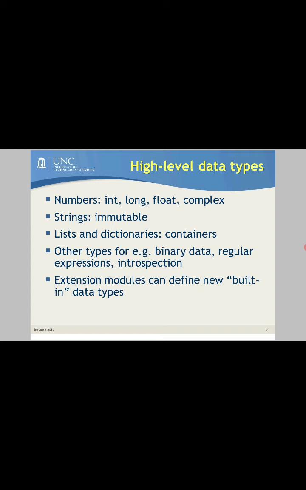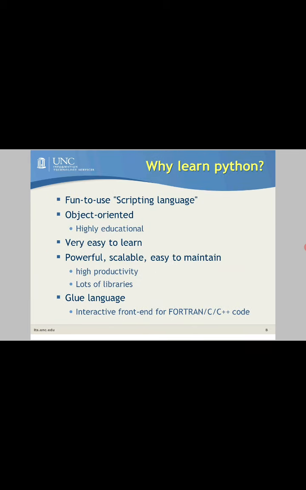Next one is high level data types. What are the data types in Python? Numeric data types, string data types, lists and dictionaries, other types, and exception modules. What are the numeric data types? Number data types: int, long, float, complex. What are string data types? Strings are immutable. Other types of examples are binary data, regular expressions, and extension modules, which can be new built-in types.